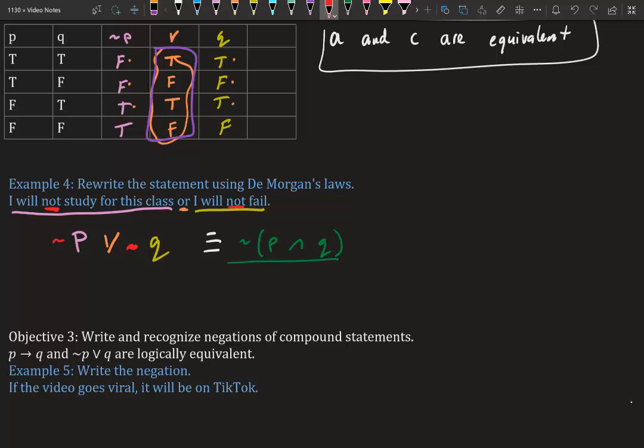So because we have the negation, we say it is false. And then we have P. P represents I will study. Remember, we always take the positive. We have our connector of and. And then we have Q. We said Q is I will fail. So I will not study for this class or I will not fail is the same thing as saying it is false, I will study, and I will fail.